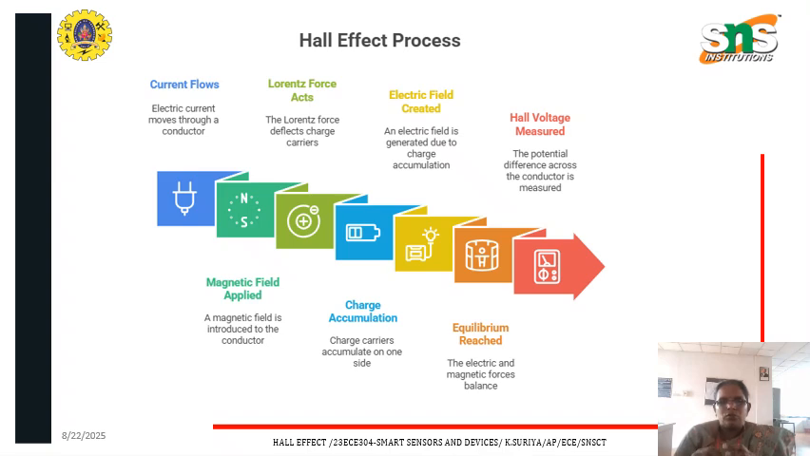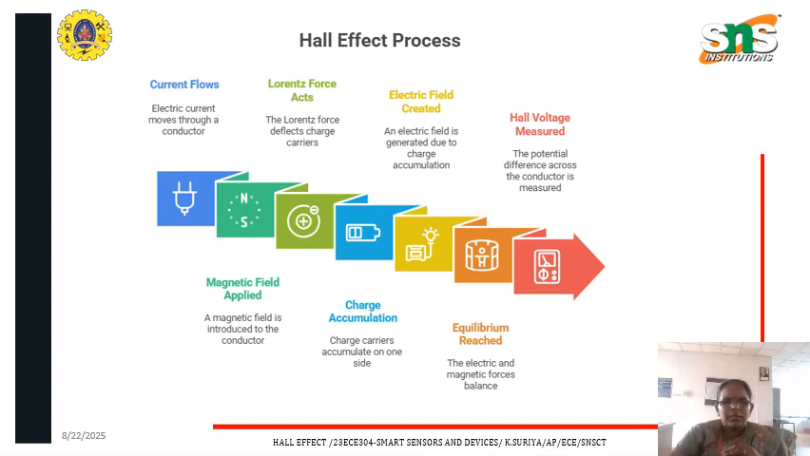When a current flows through a conductor in a magnetic field, the moving charge carriers experience a Lorentz force, which deflects them to one side of the conductor. So this accumulation of charge on one side creates an electric field that opposes the Lorentz force, eventually reaching an equilibrium where the electric and the magnetic forces will balance each other. The resulting potential difference across the conductor is known as the Hall voltage.